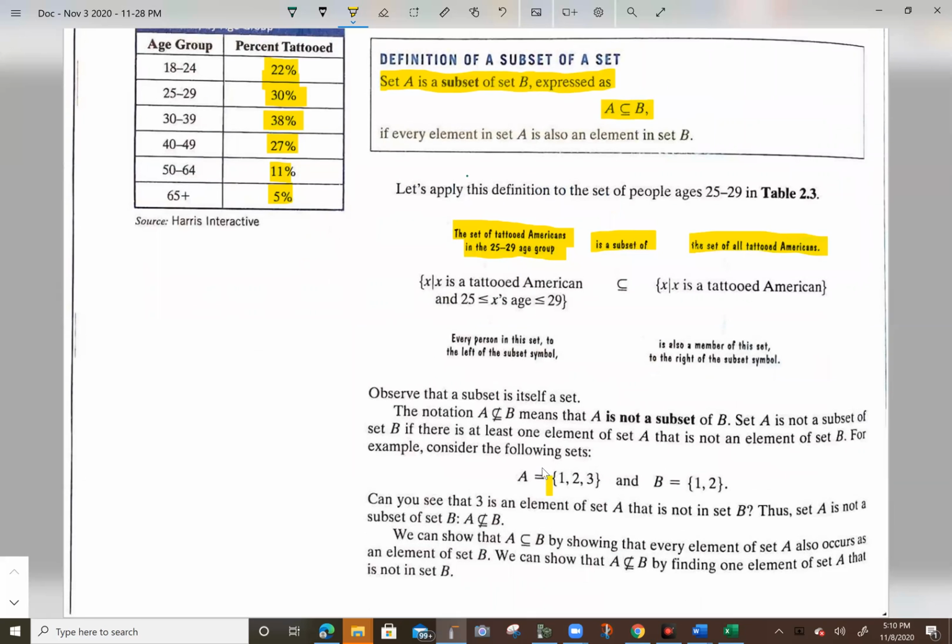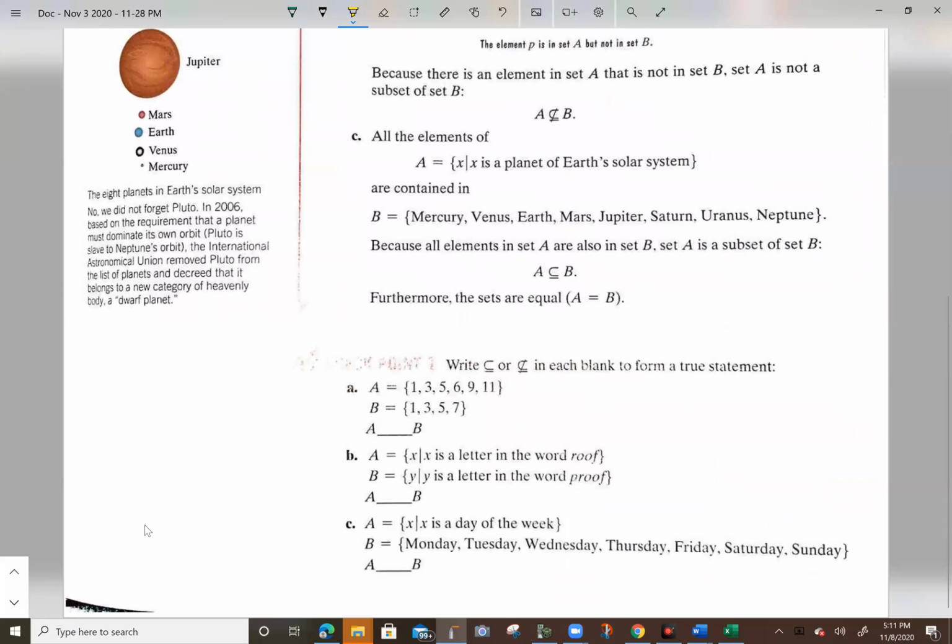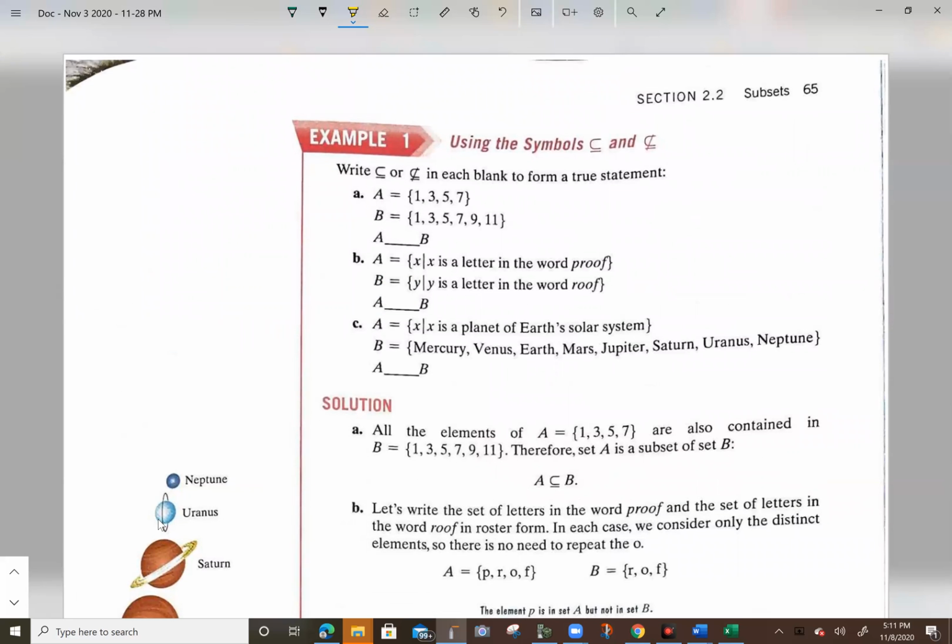Now, let's see here. We're just going to do it with numbers. So this says if A is the set {1, 2, 3}, and B is the set {1, 2}, and they are saying that A is not a subset of B. A is not a subset because A has a 3 and B does not have that 3. Now, B is a subset of A, right? But that's not what they were asking. So if it's not a subset, you need to put that slash mark through your symbol there that means subset. Easy enough.